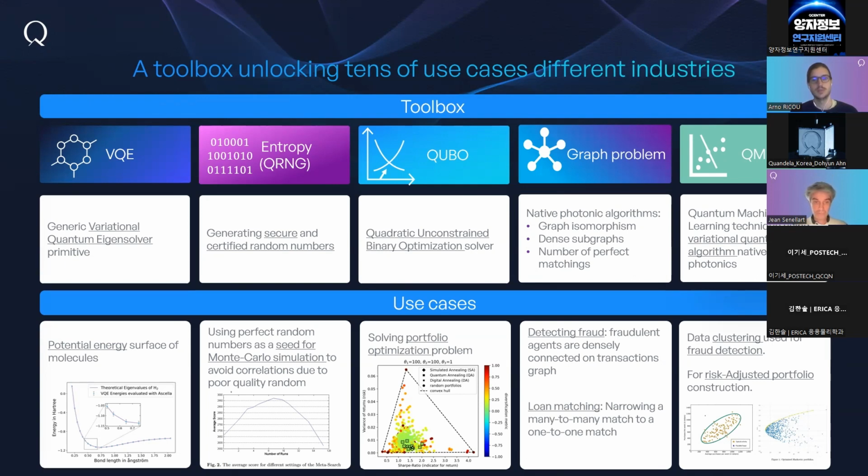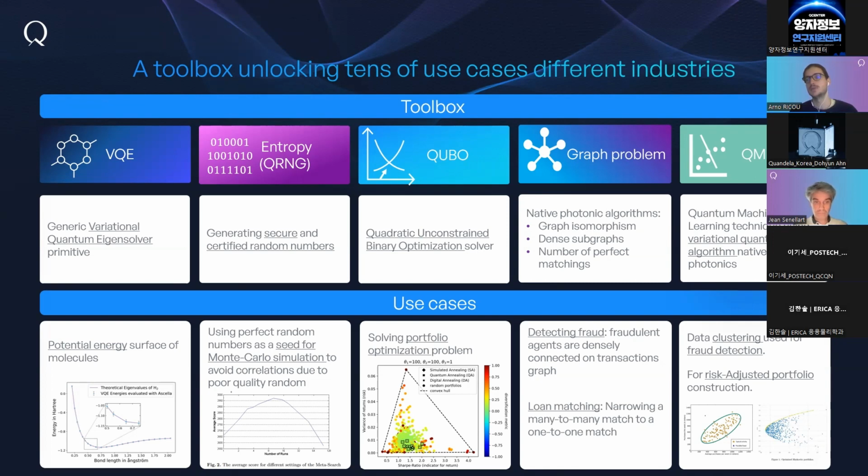About graph problems, finding a denser subgraph can be useful to detect fraud, as fraudulent agents are densely connected on a transactions graph. It's also useful for loan matching, where you need to go from many-to-many match to one-to-one match. Again, we can use the graph algorithms we present.